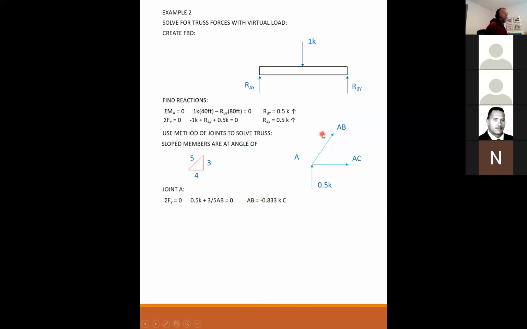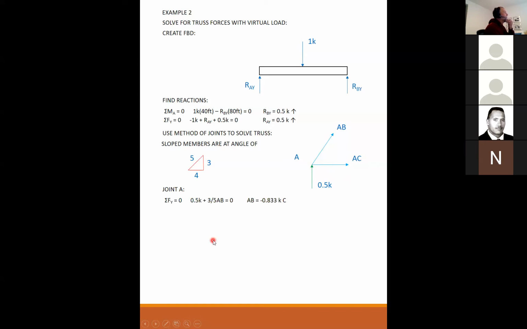So I could either start with X and have 2 unknowns in one equation and I can't get anywhere, or I could start with Y and solve directly. Sum the forces in the Y. I have a half a kip going up is positive, and I have 3/5 of AB going up. So half a kip plus 3/5 of AB equals 0. AB then equals minus 0.833 kips. Negative means that it's in compression.